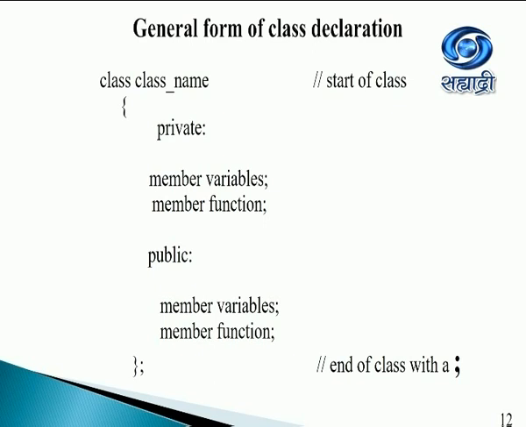Private and public are 2 new things that we are learning here. They are called visibility labels. We'll talk about them in the next slide. Then we have the member variables and the member functions, and we can have another set of member variables and member functions. Always remember, the closing bracket of a class will always be followed by a semicolon.